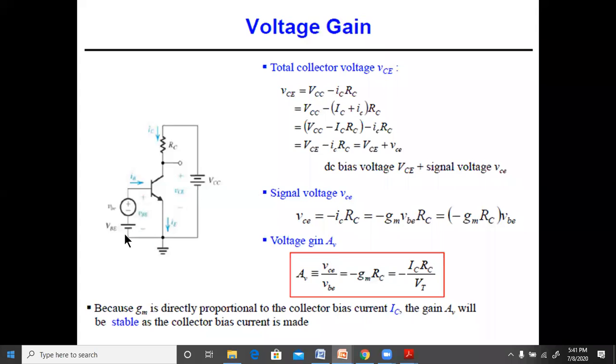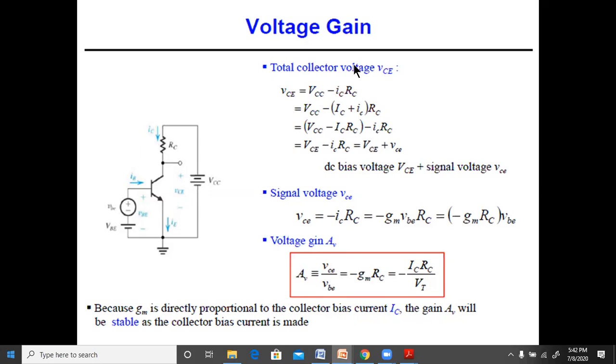The instantaneous value of VBE is DC plus AC. The DC is because of the biasing, and the AC is because of the input signal which is to be amplified. So the value of the gain is small vce by small vbe. Both are AC signals here. Gain is always with respect to AC signals. So how do we derive this is what we will consider now.